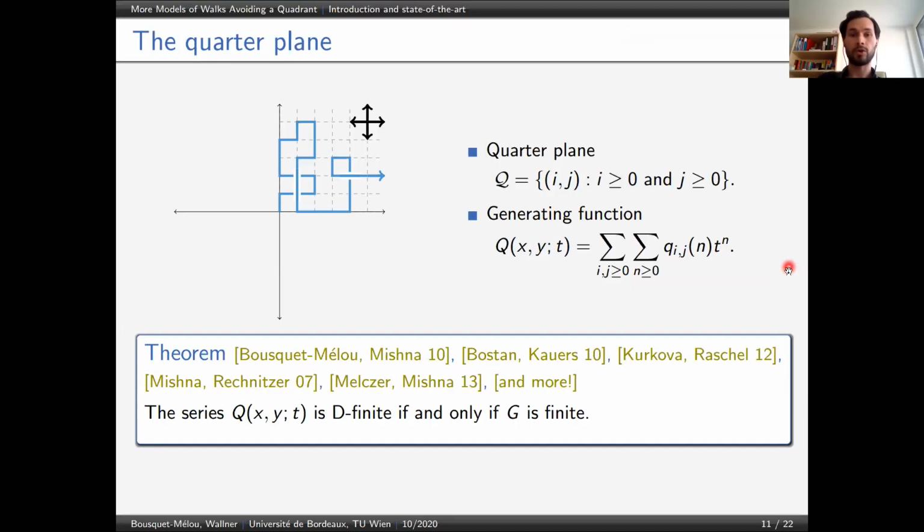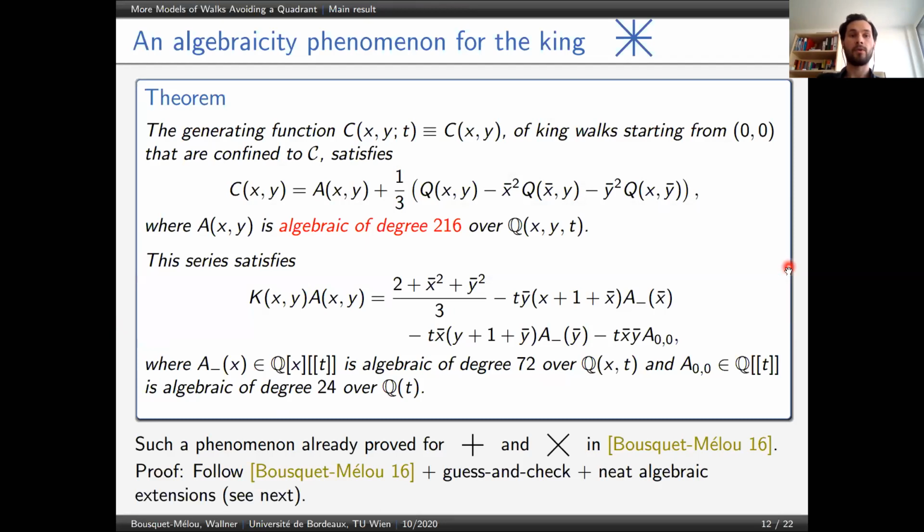Now in this talk, I'll show you that similar things happen for the king. And basically, I show you here a certain algebraicity phenomenon which connects the quarter plane with the three-quarter plane. So I abbreviate C of x, y, the generating function in the three-quarter plane for the king starting from 0, 0. Then C decomposes into a formal power series A and a linear transformation of the generating function of the quarter plane walk for the king. And then A is algebraic of degree 216. This then basically shows that C of x, y is definite by closure properties because Q is definite.